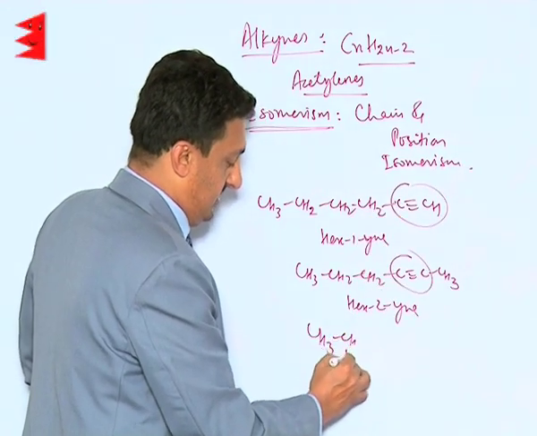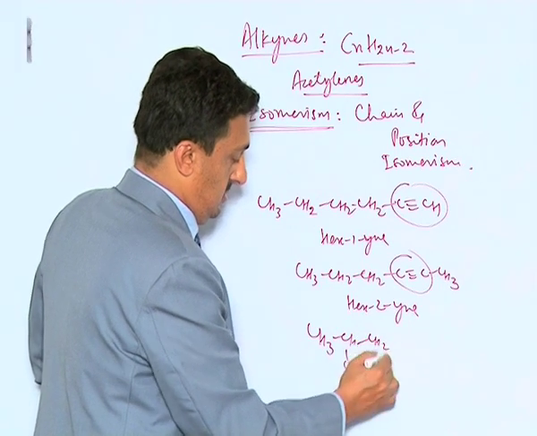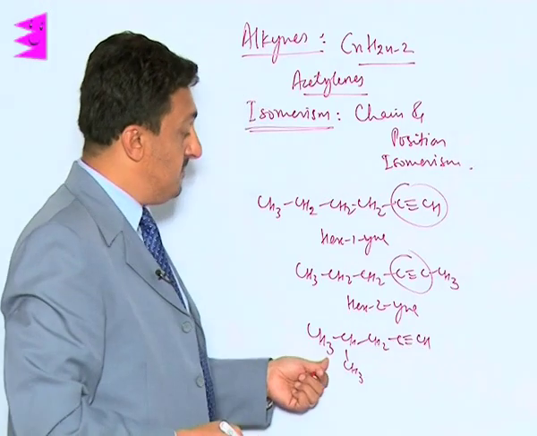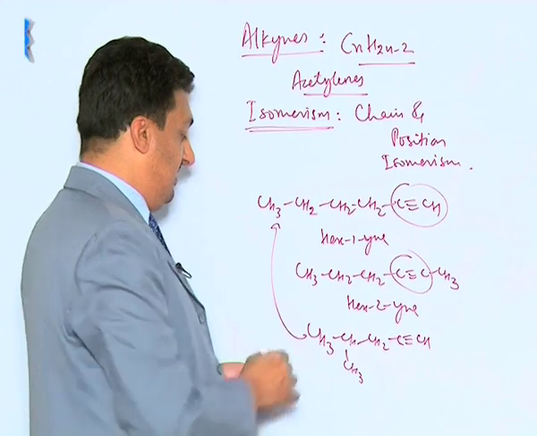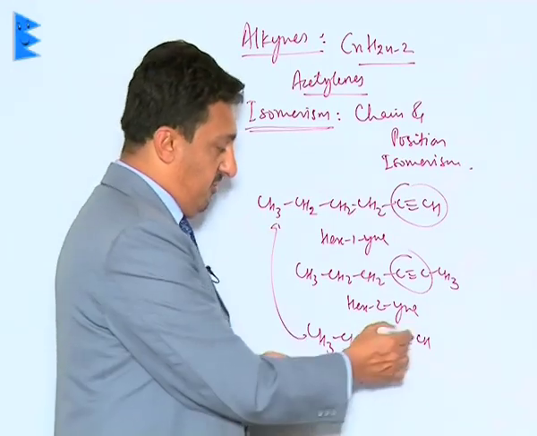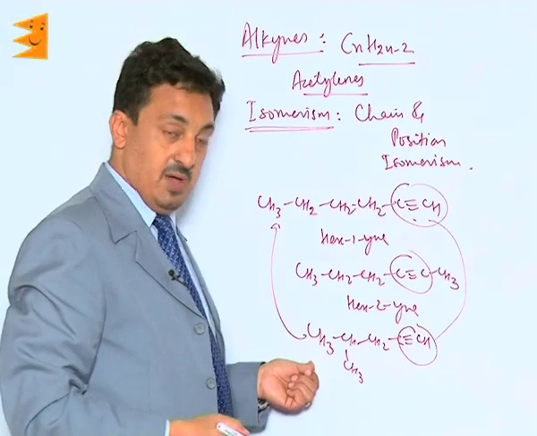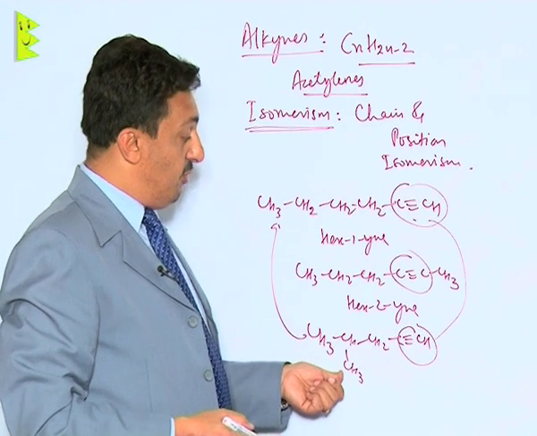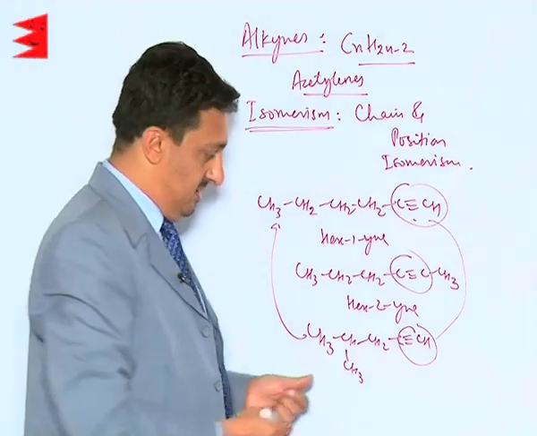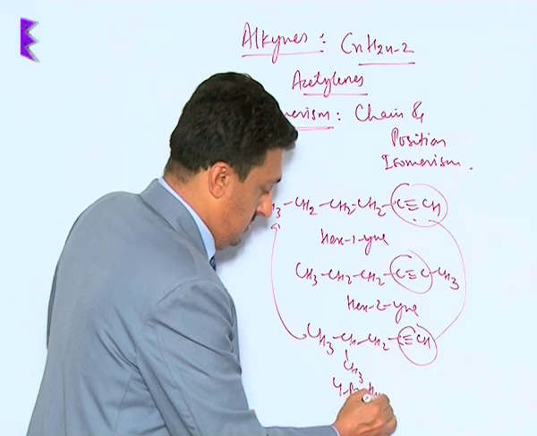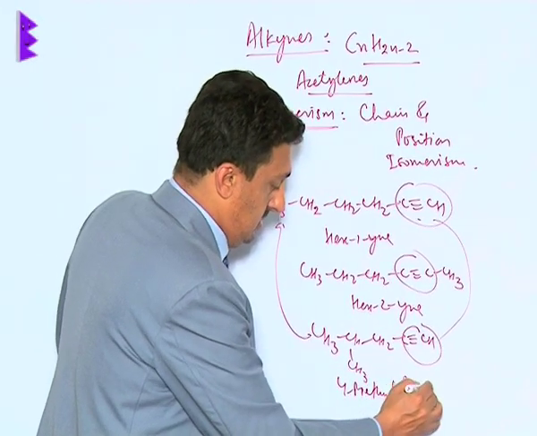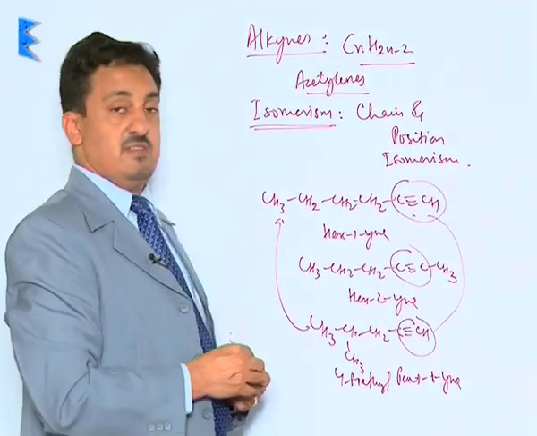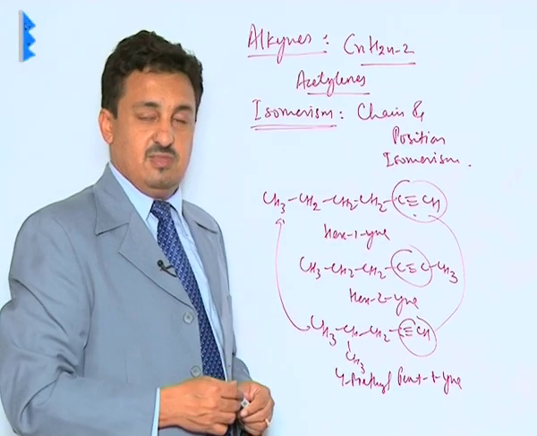Whereas if I draw it like this, this one, what we find is this is the chain isomer of the first one, because the position of the triple bond hasn't been changed, it's kept at carbon number 1, but the chain now is of 5 carbons in place of 6 carbons. That's why we call it 4-methyl pent-1-ine. So this is what we have, the different types of isomerism in case of alkynes.